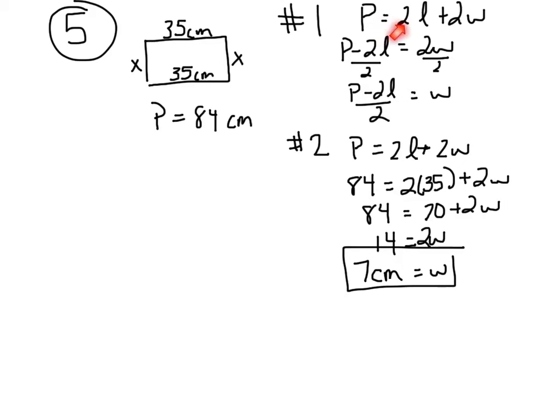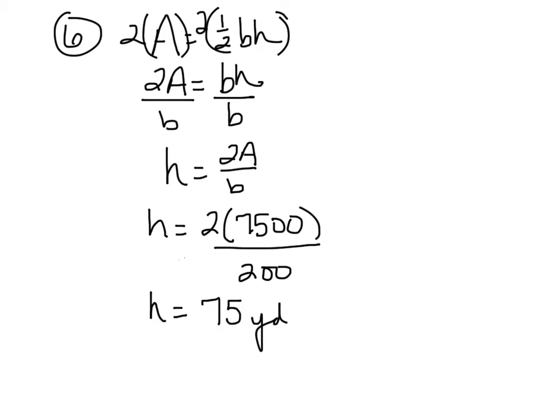You could have solved the perimeter equation for W by first subtracting 2L and then dividing by 2. And you would have gotten P minus 2 times the length, divided by 2. You could have plugged in the 84 here, the 35 here, and you have gotten the same answer of 7. Or you could have just taken your equation, plugged stuff in, and solved for W. Either answer is acceptable. And on number 6, you could have also just plugged it into the equation, or as I've shown, solved the equation first for H, plugged it in, and gotten the correct answer of 75 yards. Either way you do it, as long as you get 75 yards, is acceptable.